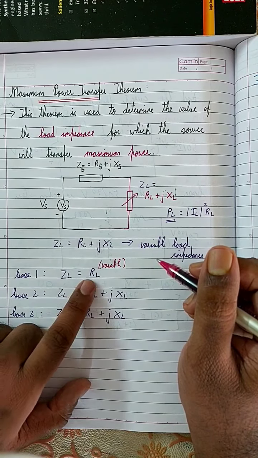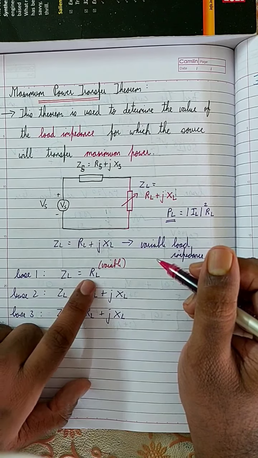So what is the maximum power transfer theorem when the load impedance is a variable resistor? You need to find that. Case 2 is what is the maximum power transfer theorem when the load impedance is a combination of a variable resistor and a variable reactance. And case 3 is what is the maximum power transfer theorem when the load impedance is a variable resistor but a fixed reactance. Fixed reactance means we can't change the value, it's fixed. These are our three cases. So we will evaluate each of these three cases.